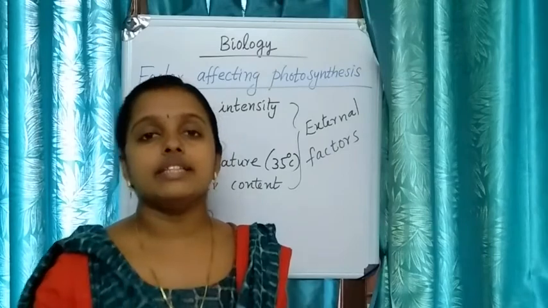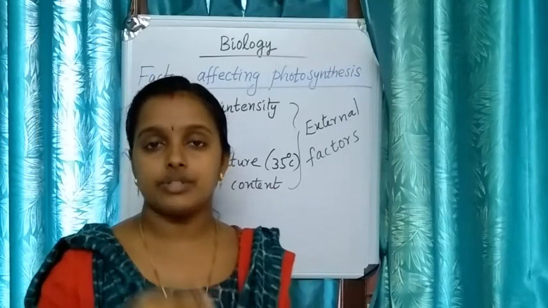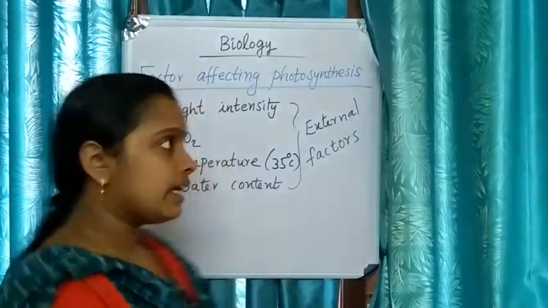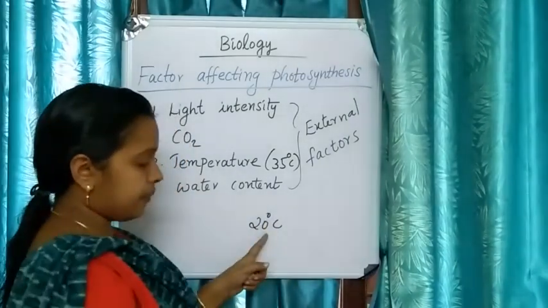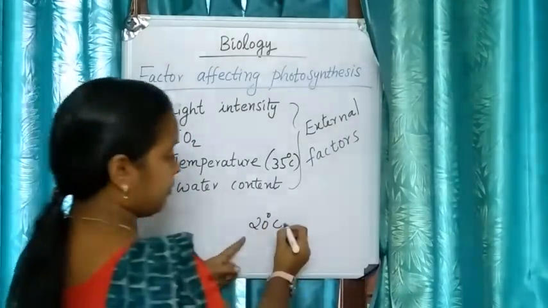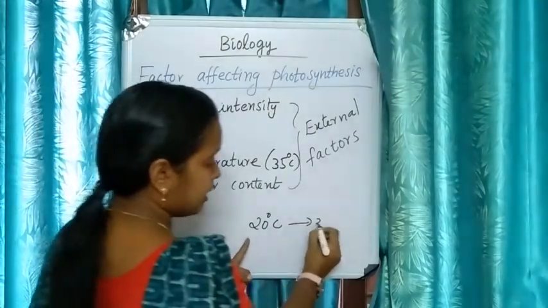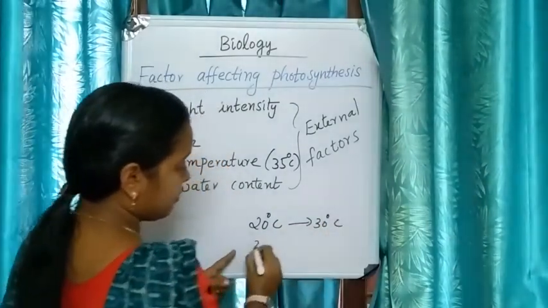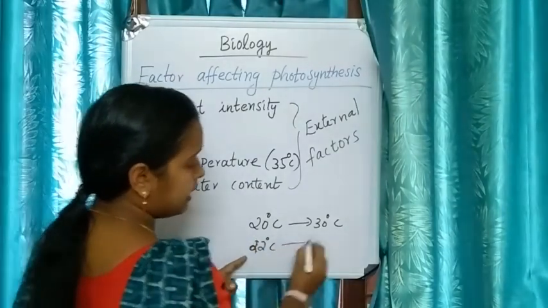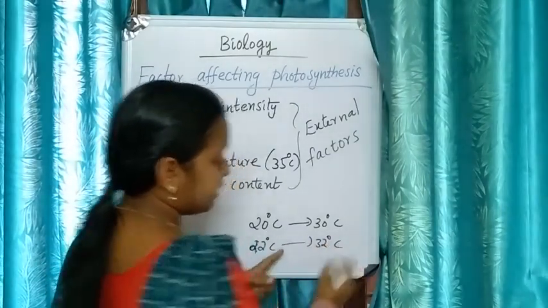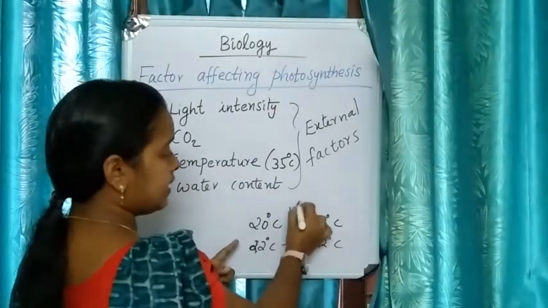And an increase of 10 degrees Celsius up to a maximum temperature, like if we increase the temperature of the experimental setup from 20 degrees Celsius to 30 degrees Celsius, or from 22 degrees Celsius to 32 degrees Celsius, that is a 10 degrees Celsius increase.